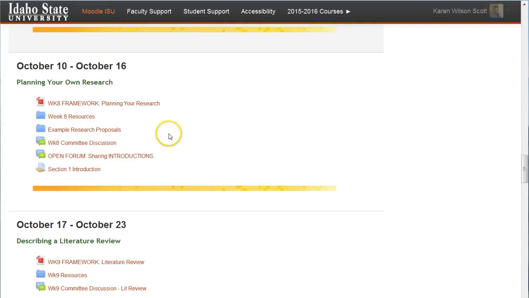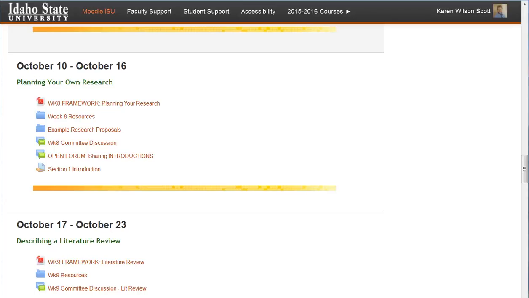And then of course we've got our committee discussion, which is in groups, and then we have our section 1 introduction submittal portal. And so here's where you will actually submit your section 1.